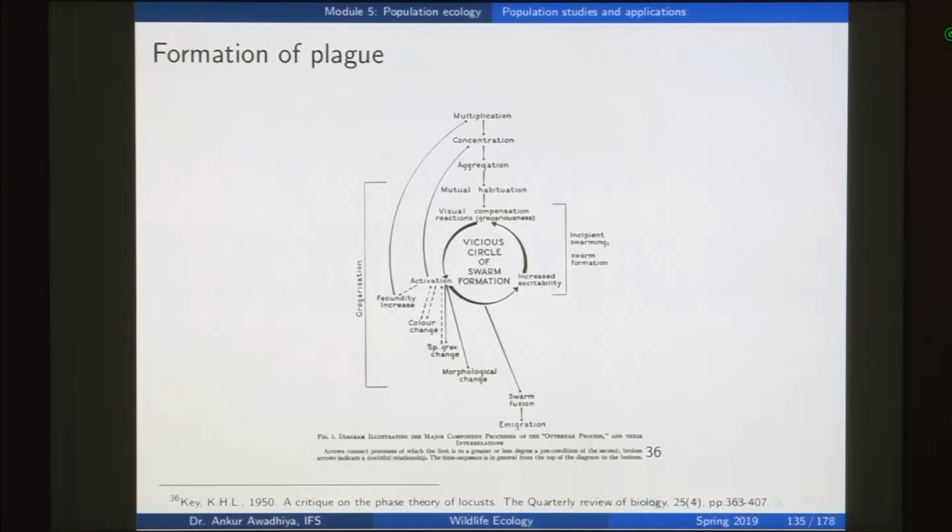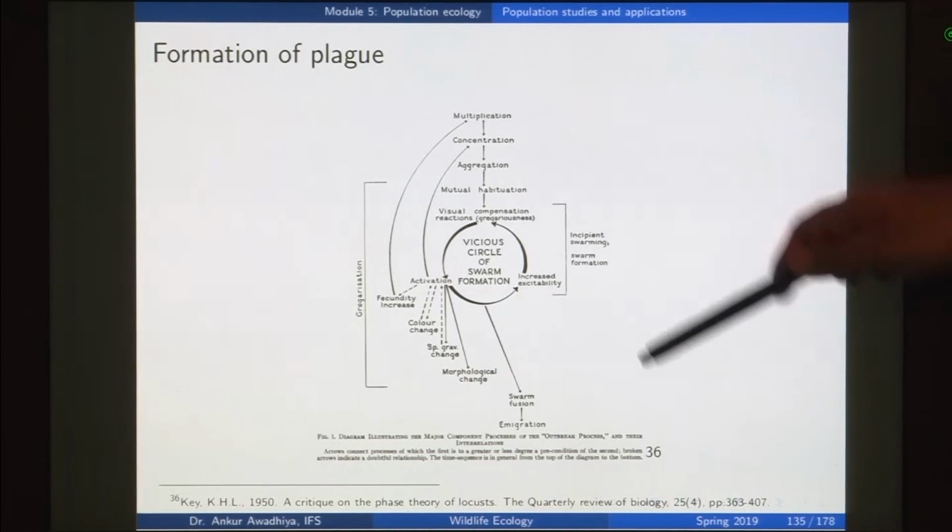Now, in this case this is not a migration, but this is actually a nomadic behavior. So, these locusts will move out, they are not going to come back to that same place, but they will move out in search of more and more food. So, there will be emigration from this area.